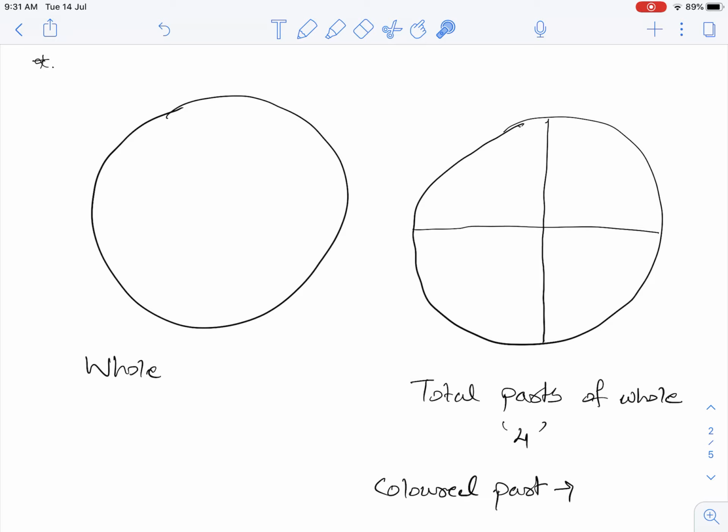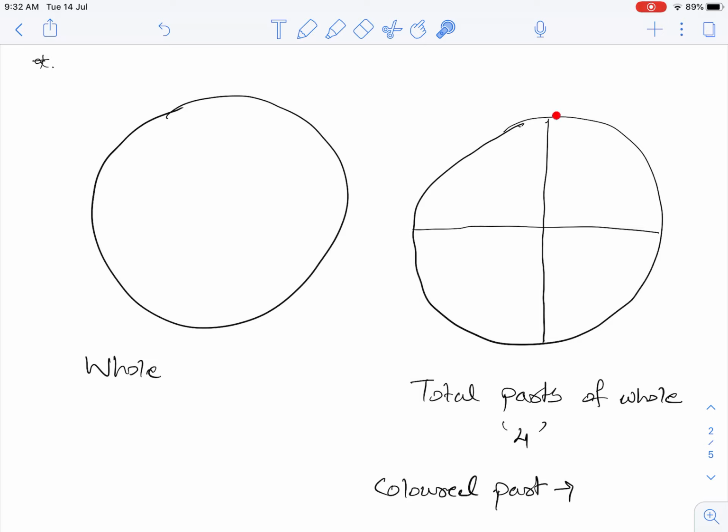Let us consider that here one circle is in front of you. Suppose that this is a chapati. Is it clear? Now this circle represents a whole, one full chapati we can say, or one full pizza present in front of you. So this is full, which means we can consider it a whole pizza. Now in this second figure I have divided this pizza into 4 parts. This is our first part, second part, third part and fourth part.